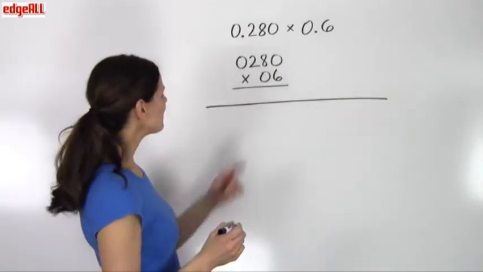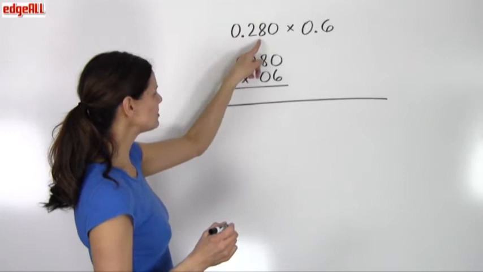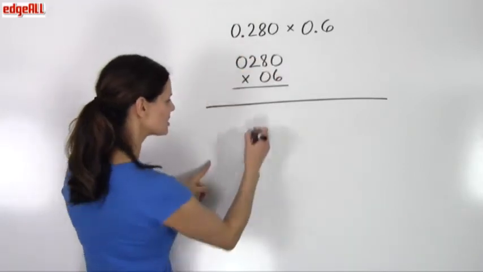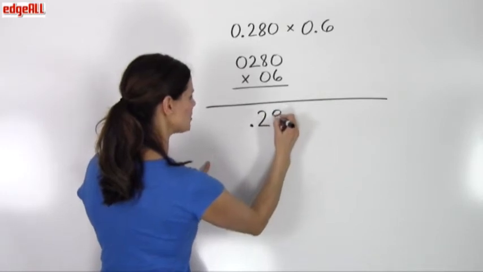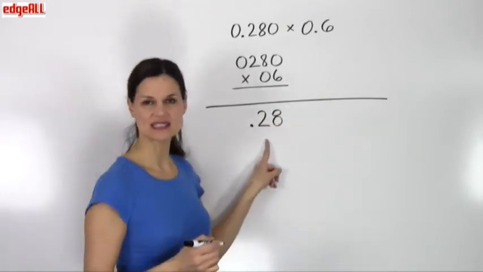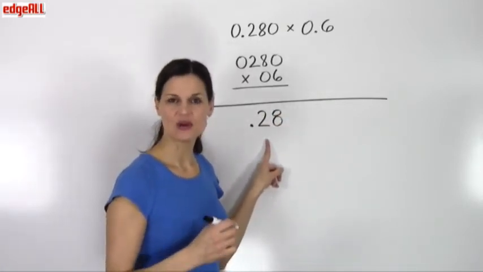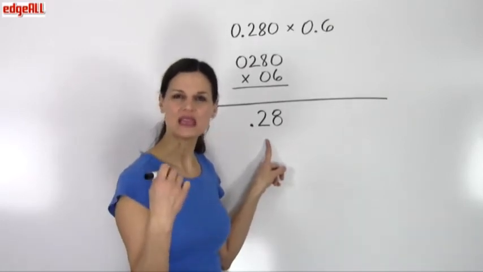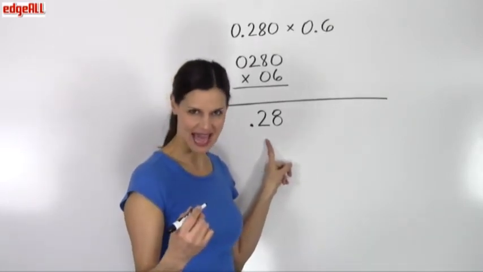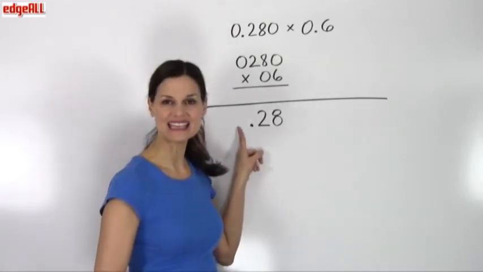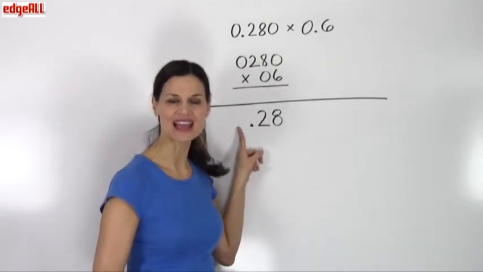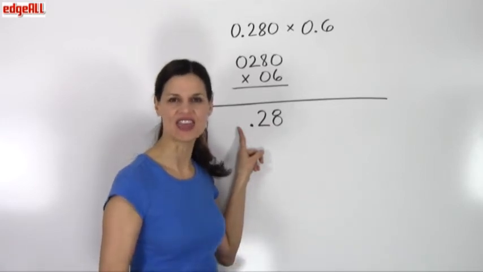In this problem, 0.280 can actually be written as simply 0.28 for the purposes of our multiplication. When we report answers and when we give solutions and things like that, we do want to have a zero in the ones place, and so we usually add that back in for final answers.